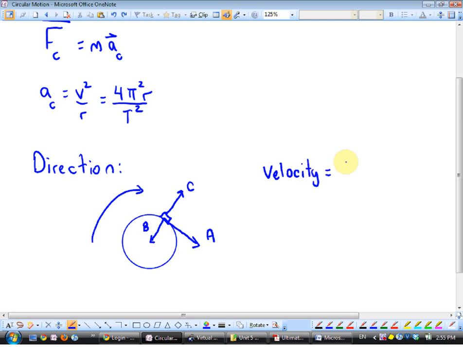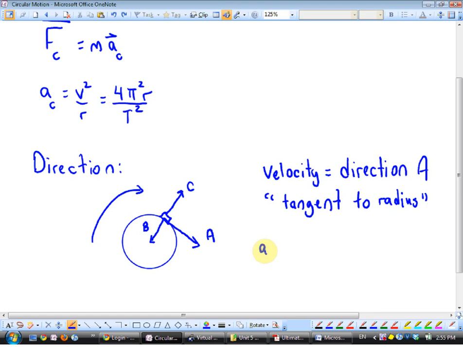A. Fancy word: tangent to radius. What direction is the acceleration in? A, B, or C? B. What direction is the force in? A, B, or C? B. Because force is mass times acceleration, they have to have the same vector.